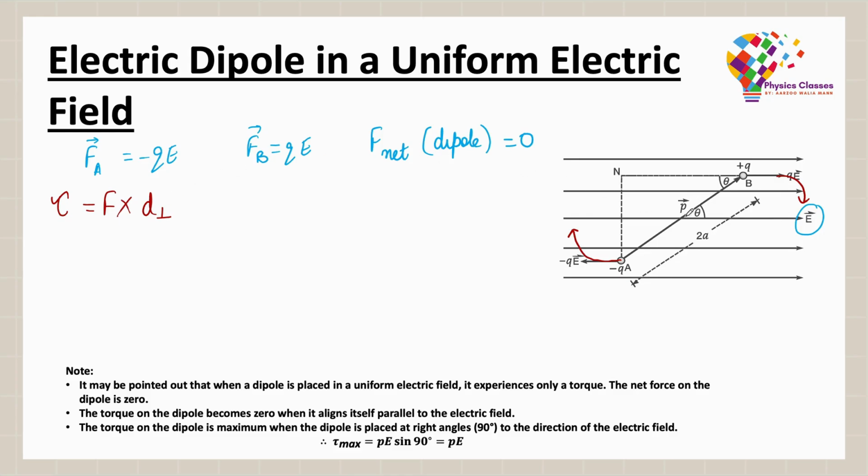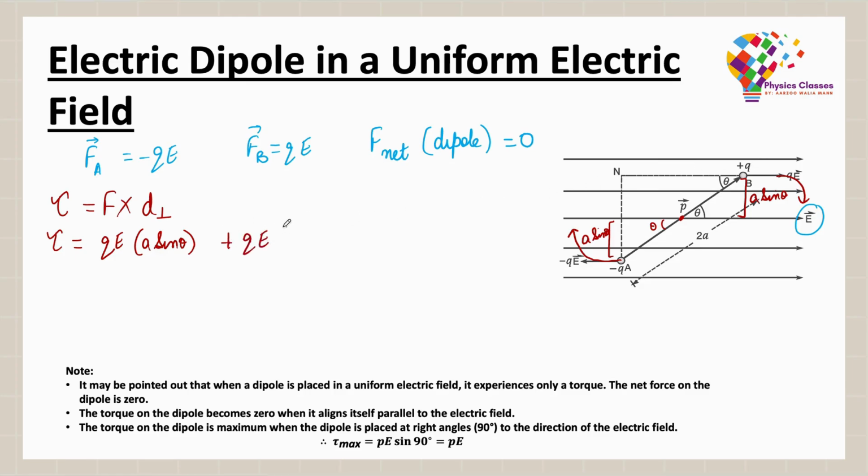So over here, if I write the torque due to charge A, then the force due to charge A is QE. And for the perpendicular distance, I have to take this distance here. This is also theta, so this distance would be A sine theta. For the other charge also, I'll have to take this distance, which is again A sine theta. So over here I'll have QE into A sine theta, plus, due to charge B, again it is QE and the distance is A sine theta.